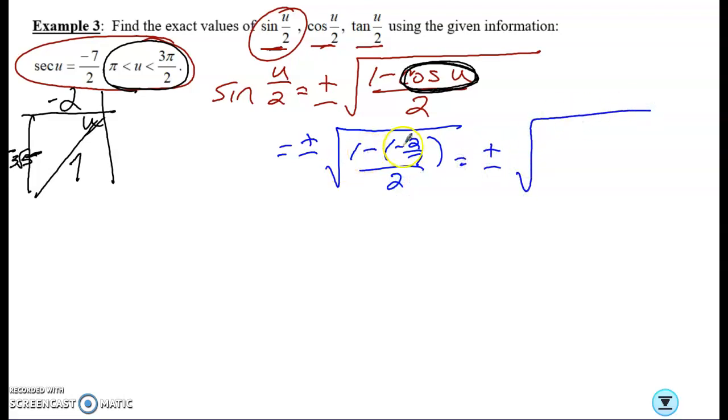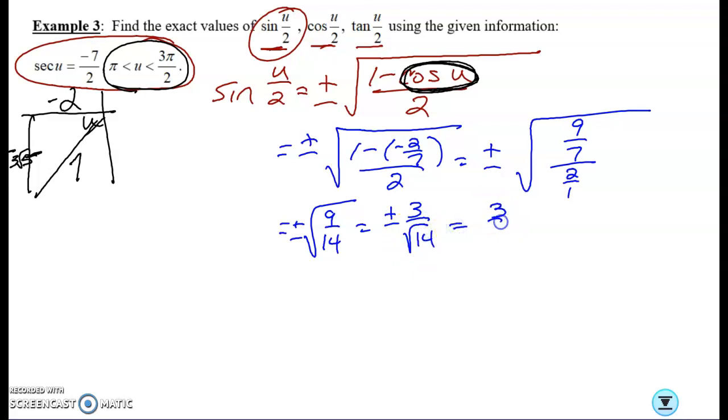So we clean it up and this becomes addition, and we're going to add 7 over 7 to 2. So this is 9 over 7 divided by 2 over 1. So if we reciprocate and multiply, this is the square root of 9 over 14. And so this would be 3 over the square root of 14, or 3 square roots of 14 over 14.